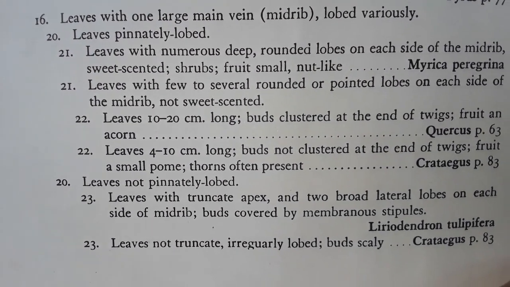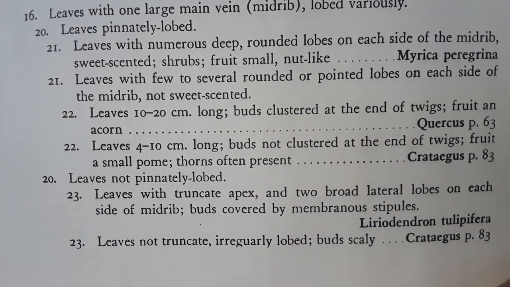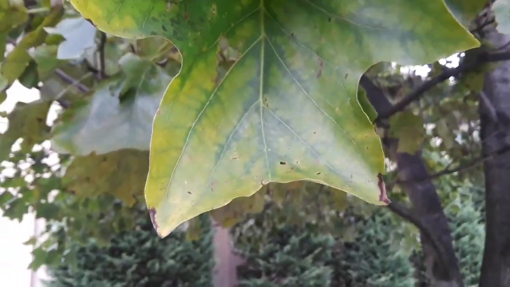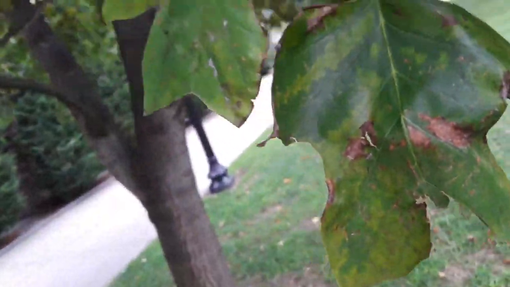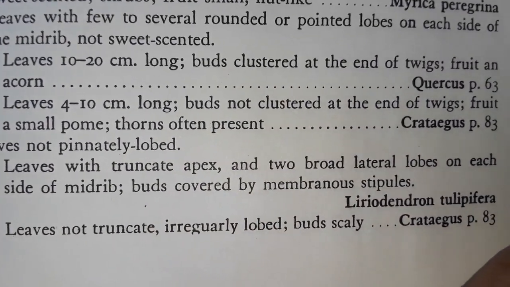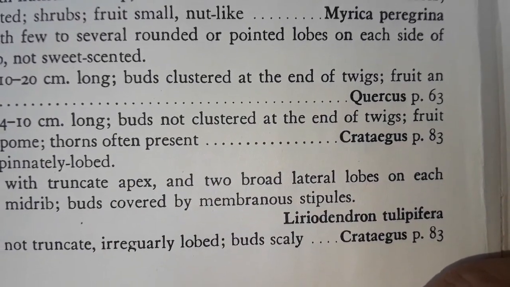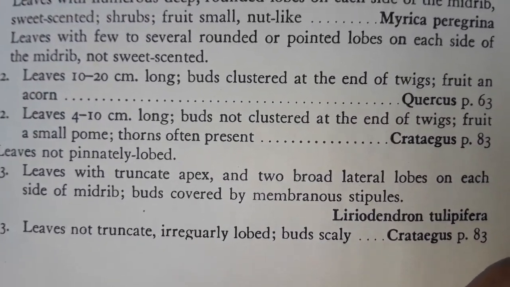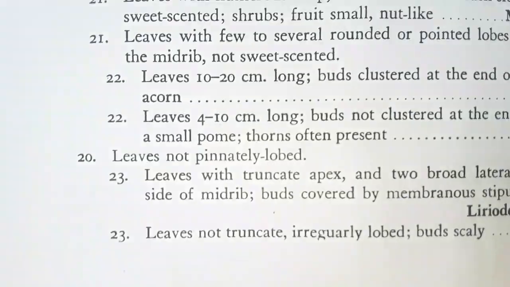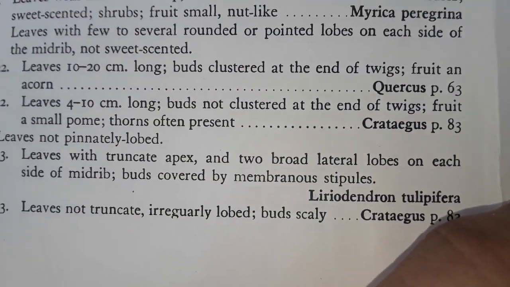Leaves not pinnately lobed. Leaves with a truncate apex. Yeah, I showed you that. Here it is again. Nice truncate apex. It's not a mistake. Nothing was torn off of these leaves. They're all the same. Truncate. And two broad lateral lobes on each side of the midrib. Oh yeah, definitely. Two broad lateral lobes on each side of the midrib.